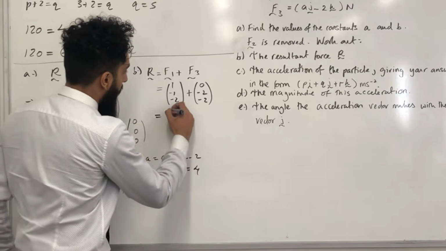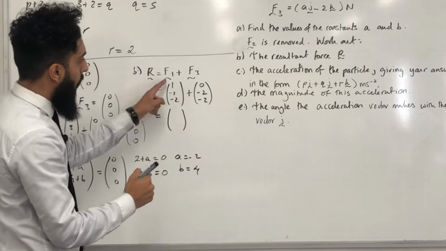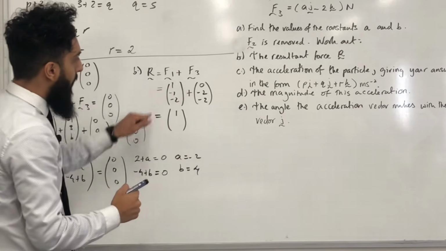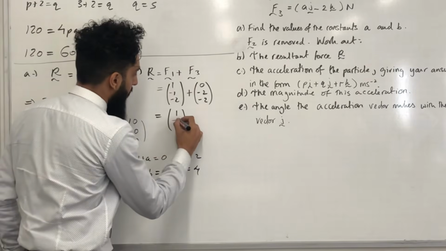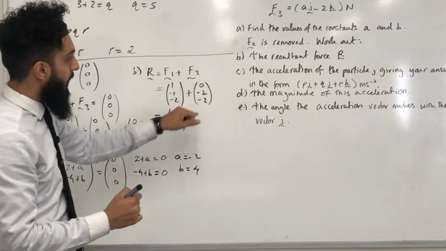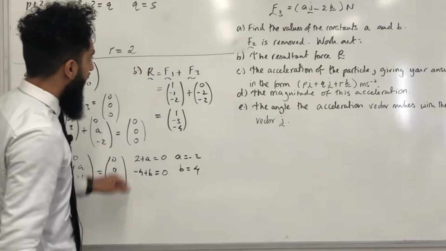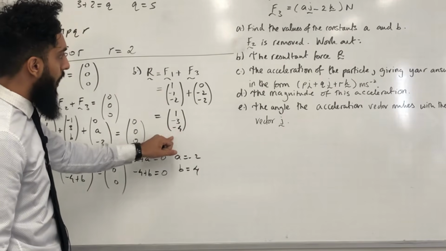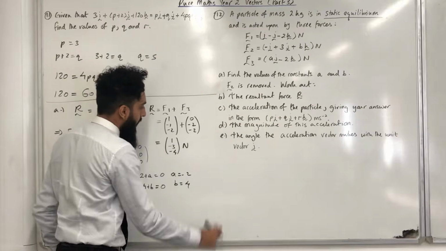So now I can work out the resultant force R. 1 plus 0 is 1. Minus 1 plus minus 2 is minus 3. Minus 2 plus minus 2 is minus 4. So that there is the resultant force R. I can put N at the end, newtons.